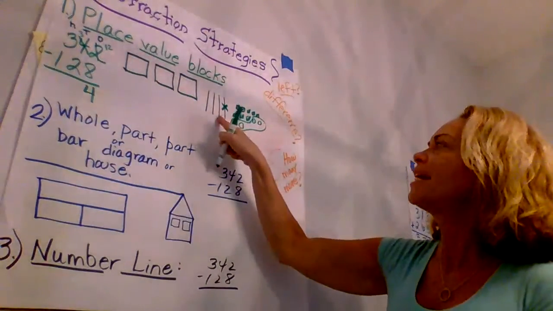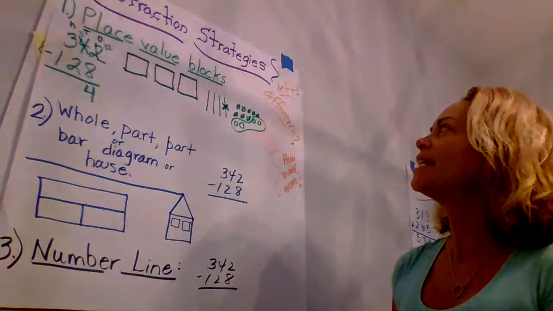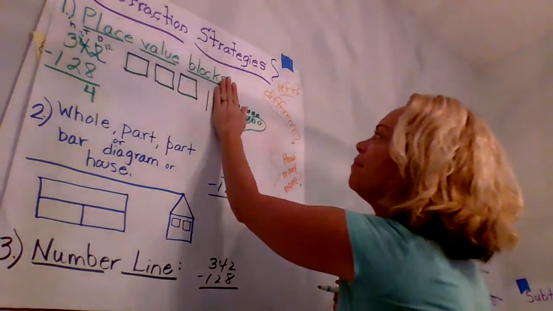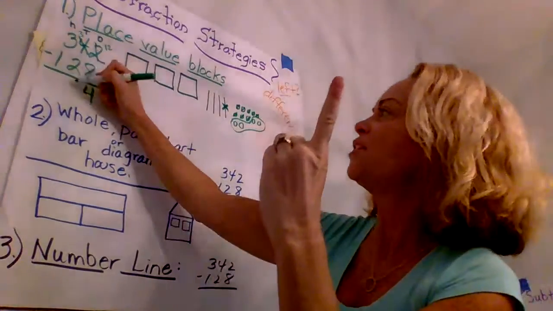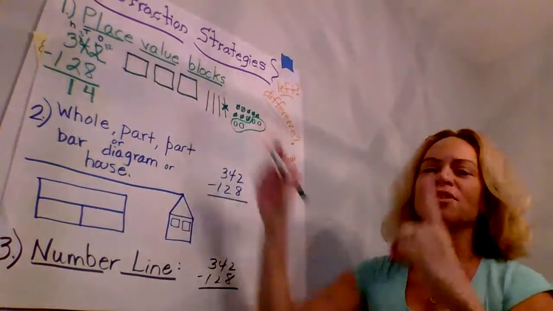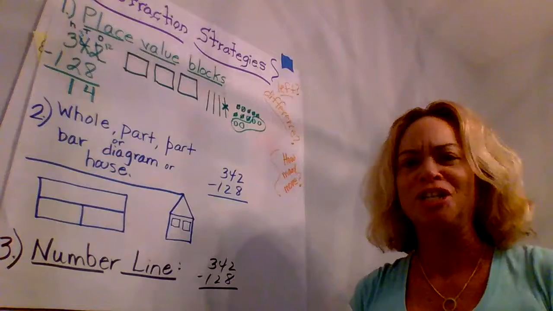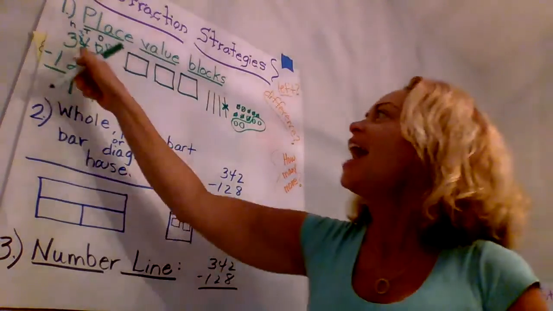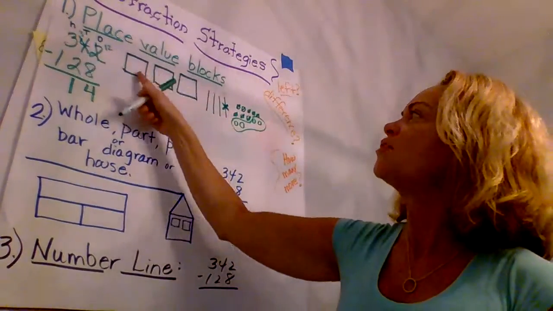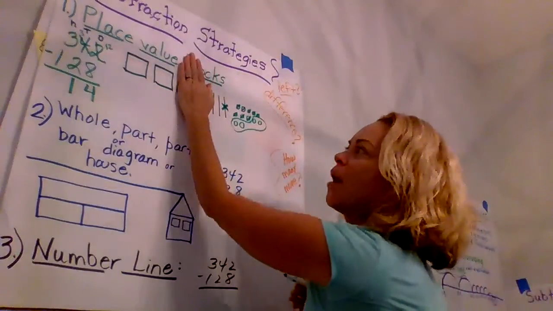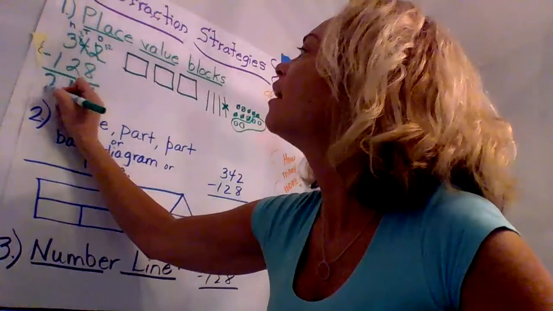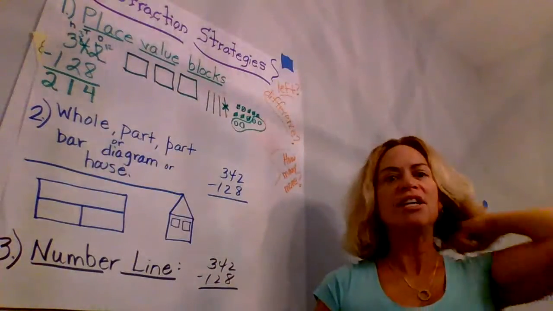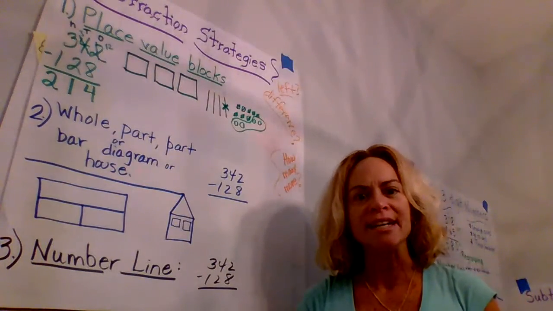We have 3 tens, and I'm going to take away 2 of them. Now I have 1 left. 3 take away 2 is 1. Don't cross those out because you'll get confused after exchanging the 10, okay? And now we have 3 hundreds. Take away 100 is 200. So your answer is 214.